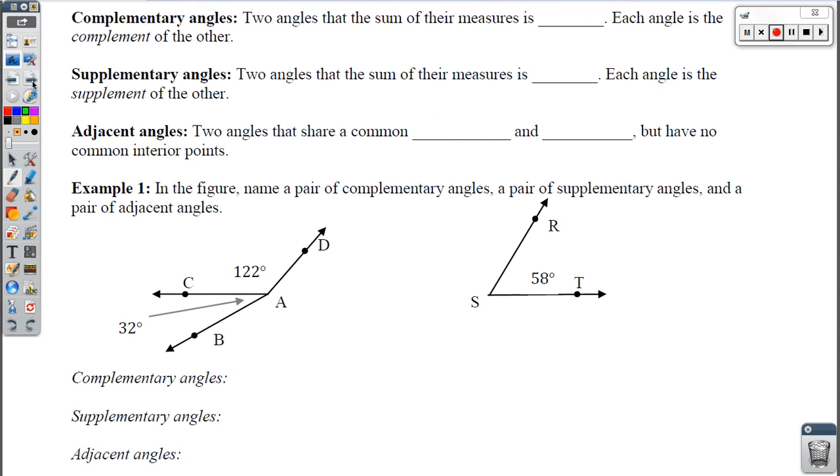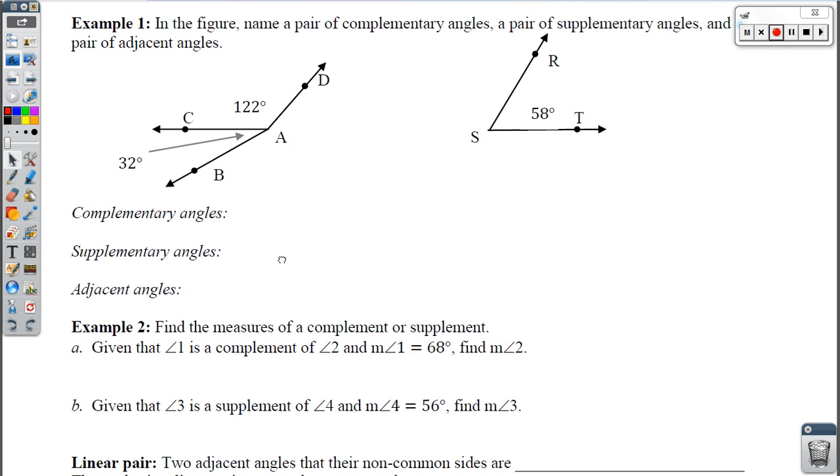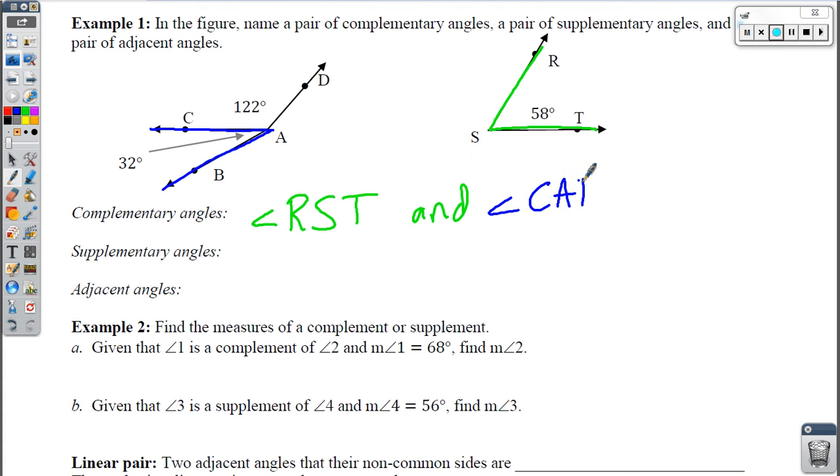All right. In example 1 here, let's name the complementary angles, the supplementary angles, and a pair of adjacent angles. So again, complementary angles add up to 90 degrees. So if we look at angle RST, written like that, and also looking at angle CAB, those two angles are complementary because 58 degrees plus 32 degrees is 90 degrees. So these two angles, RST and CAB, are complementary angles.